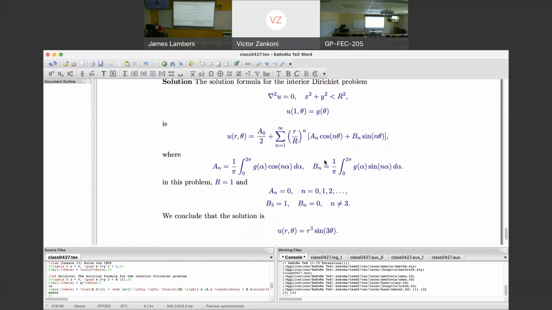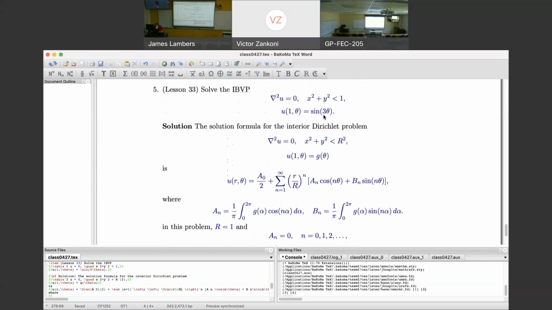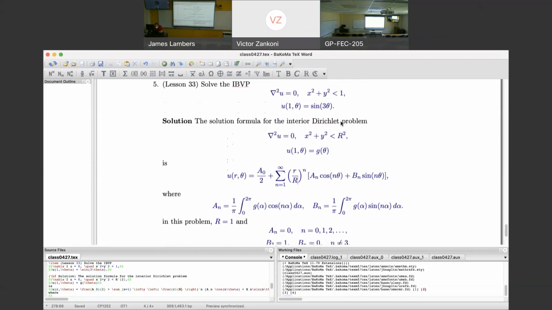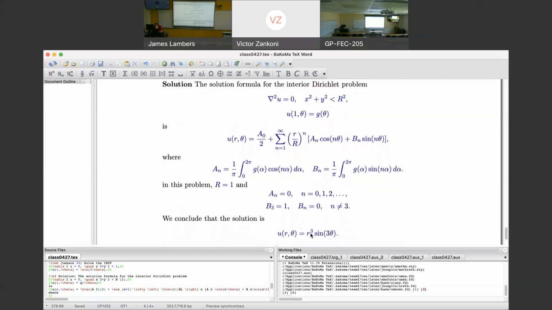Well, what happens is, when the boundary data is a linear combination of sines and cosines, like this one, all you need to do is multiply each one by the appropriate power of r. Here, this corresponds to n equal 3, so we multiply by r cubed. Now, be careful. This is on a unit circle in this case, where the boundary data is given.